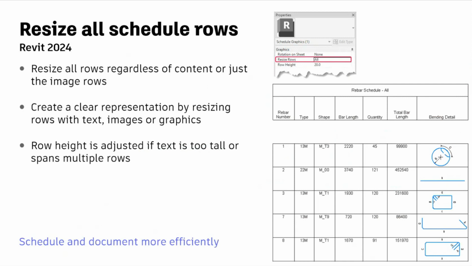And you can now resize all the rows in a schedule placed on a sheet to clearly represent its contents. So this will include the text, the images, and the graphics. You can do this simply by setting the resize rows parameter to all in the schedule graphics properties palette, and then entering that desired value for the row height parameter.